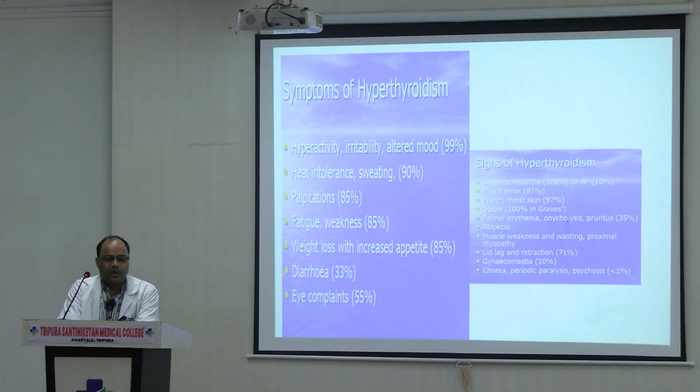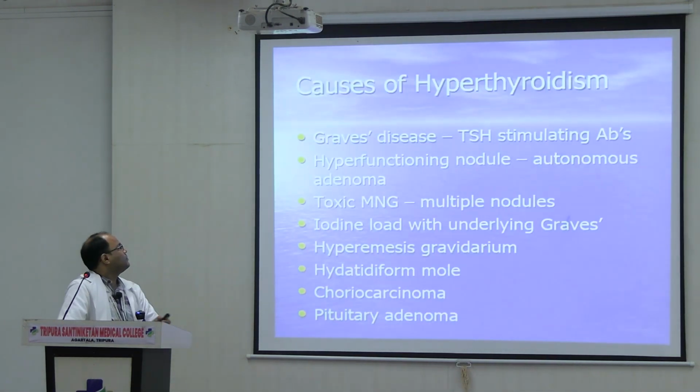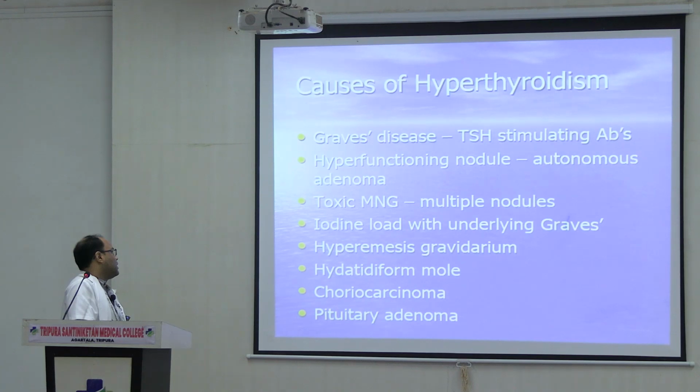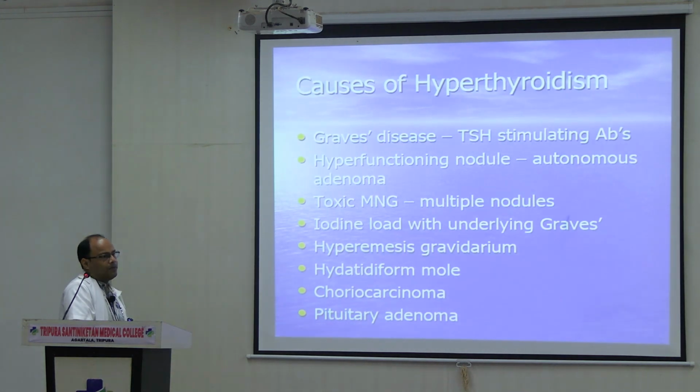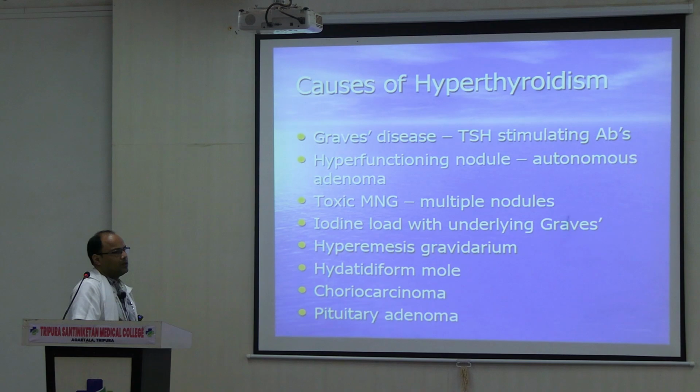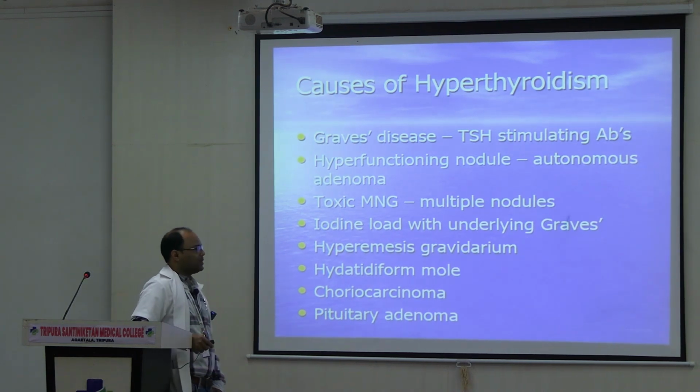Next, hyperthyroidism. These are the causes: Graves' disease, hyperfunctional nodule, that is autonomous adenoma, toxic multinodular goiter, iodine load with underlying Graves' disease. Sometimes in pregnancy, the patient develops excess vomiting, pathological vomiting. That is called hyperemesis gravidarum. Sometimes in case of carcinoma and sometimes pituitary adenoma. These are the causes of hyperthyroidism.